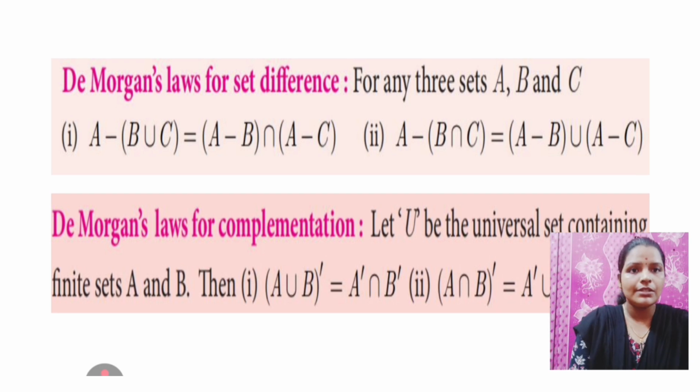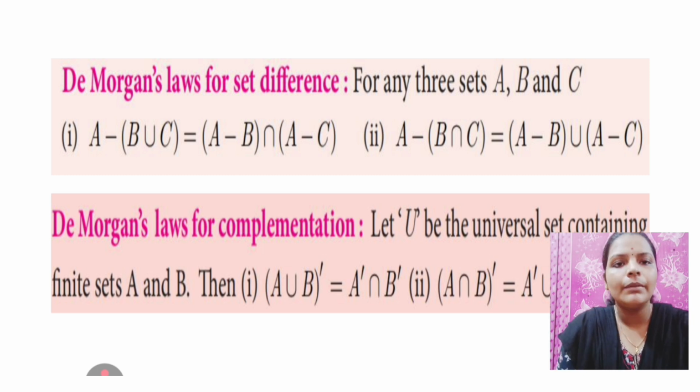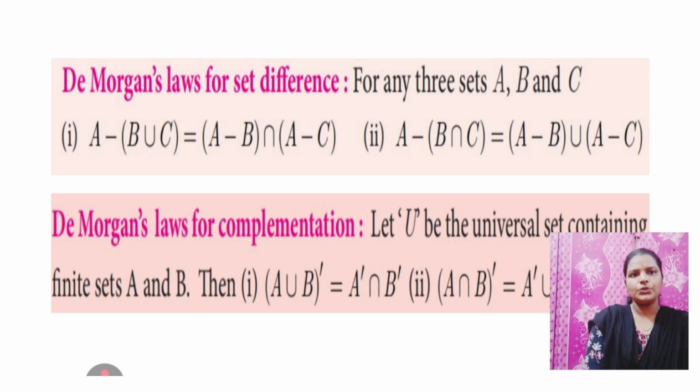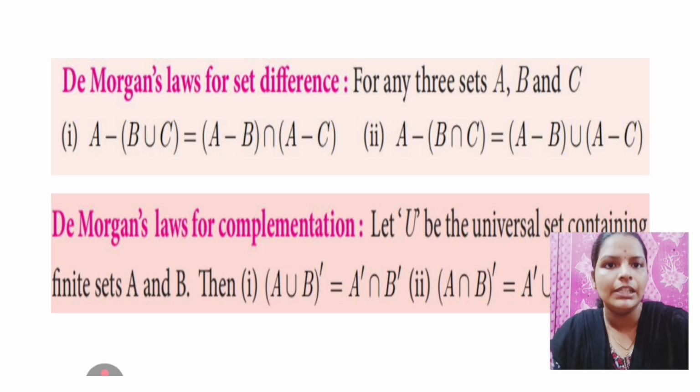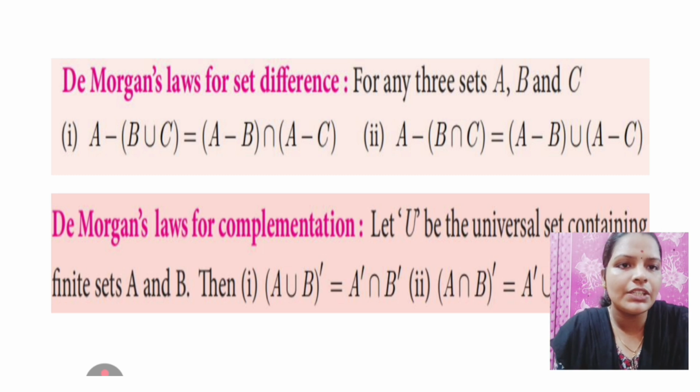De Morgan's law for set difference. We have De Morgan's law, that is for any three sets A, B, C: A minus (B union C) equal to (A minus B) intersection (A minus C). And for intersection, A minus (B intersection C) equal to (A minus B) union (A minus C). The union and intersection will interchange.